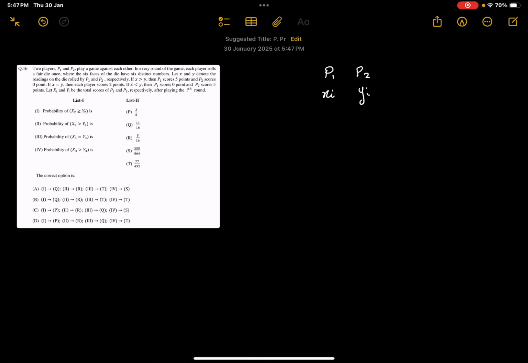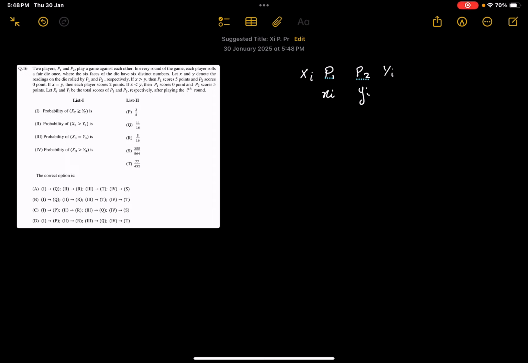Let capital Xi be the total score of P1 after the ith roll, and capital Yi be the same for player P2. So we need the probability that X2 is greater than or equal to Y2.